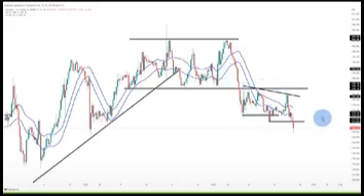In the next example, I will talk about pullbacks. And on pullbacks in established trends, we can be a little bit more aggressive with our stop loss because often the market is already moving. But in this case, when the market is not fully on the move yet, we have to be more cautious with our trade and our stop loss.